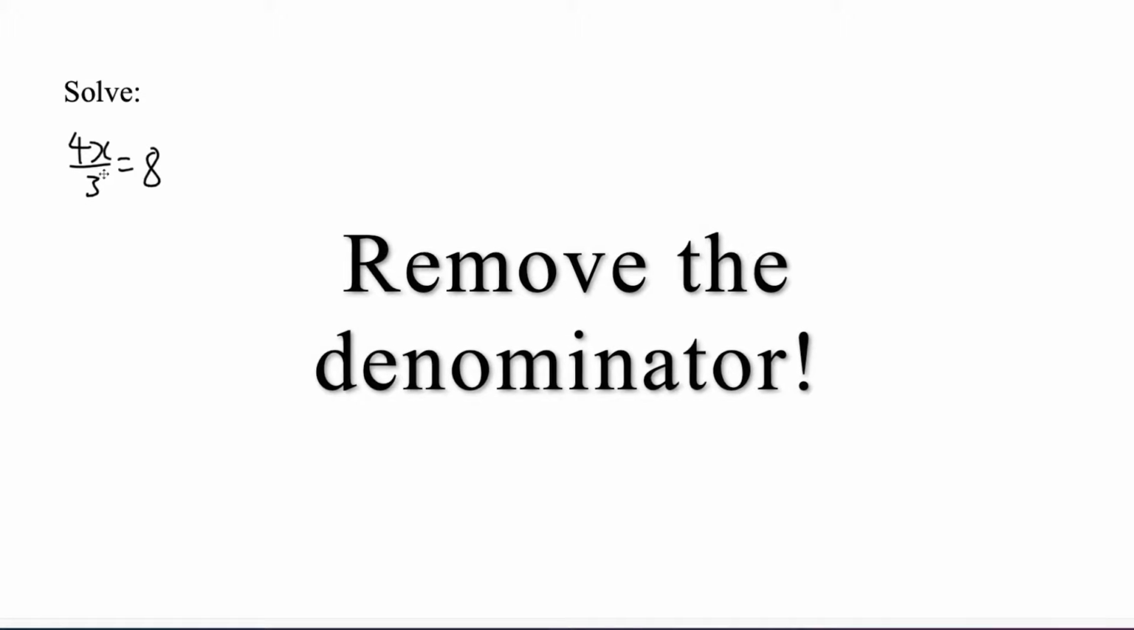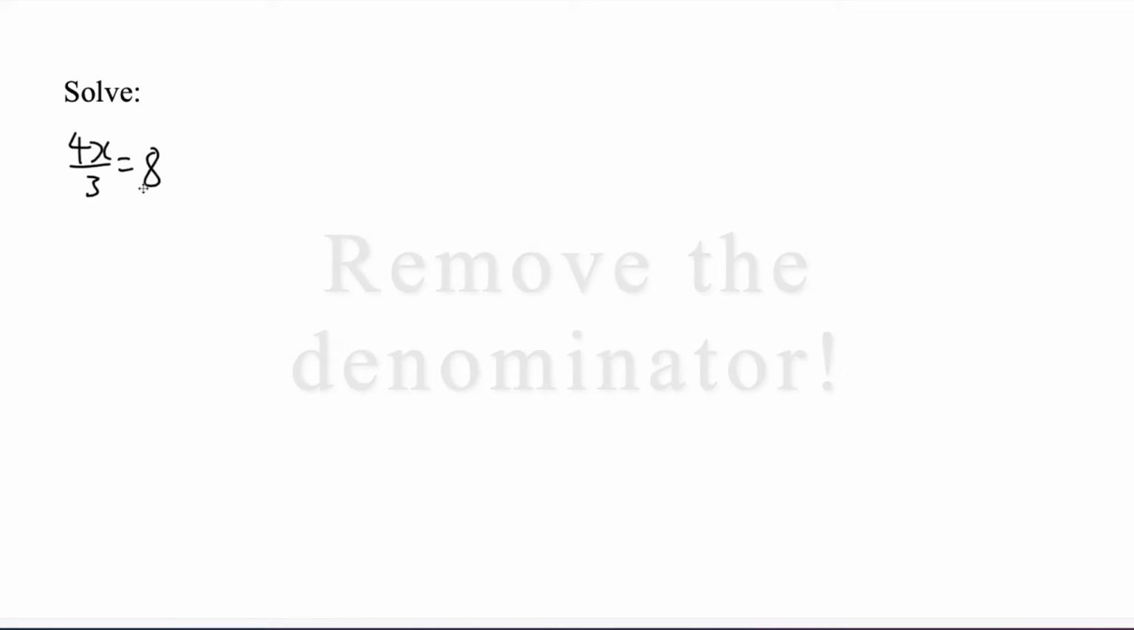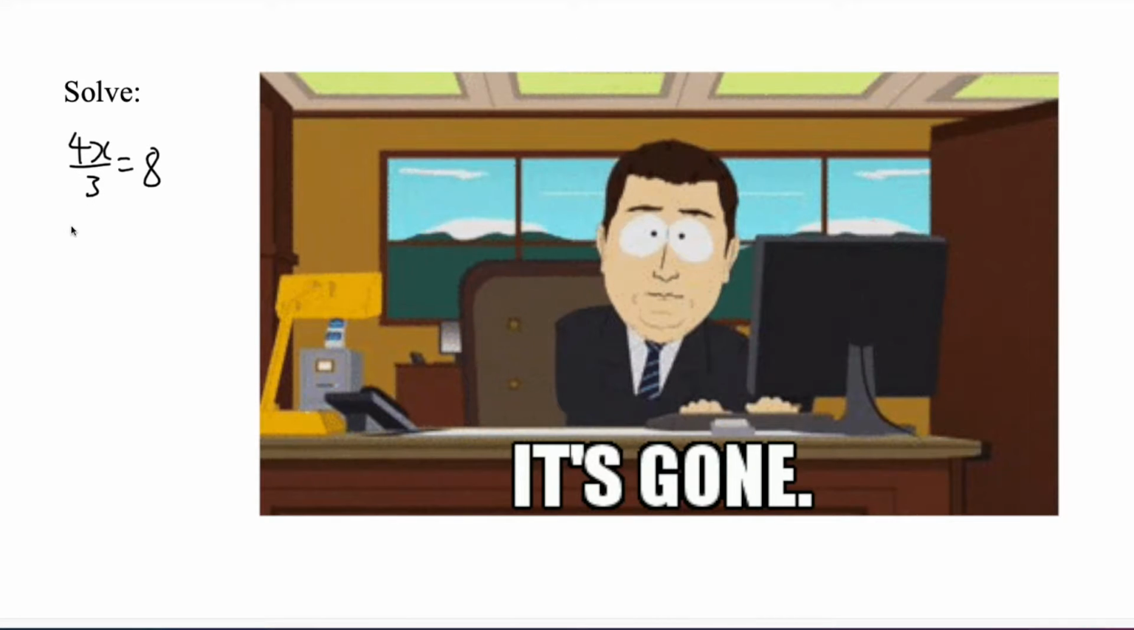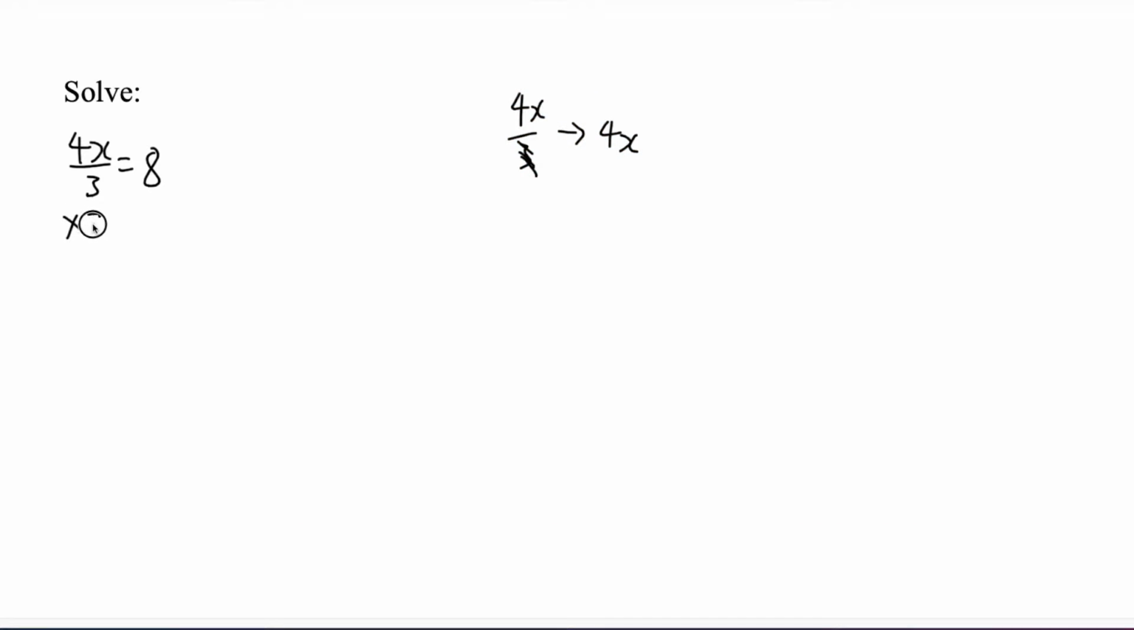To remove the denominator from the fraction, in other words, what I want to do is go from 4x on 3 and turn it into 4x. This is what I mean by removing the denominator. So what I can do is multiply this fraction by 3, because if I multiply a fraction by the denominator, I get rid of the denominator. So I'm going to multiply the left-hand side by 3.